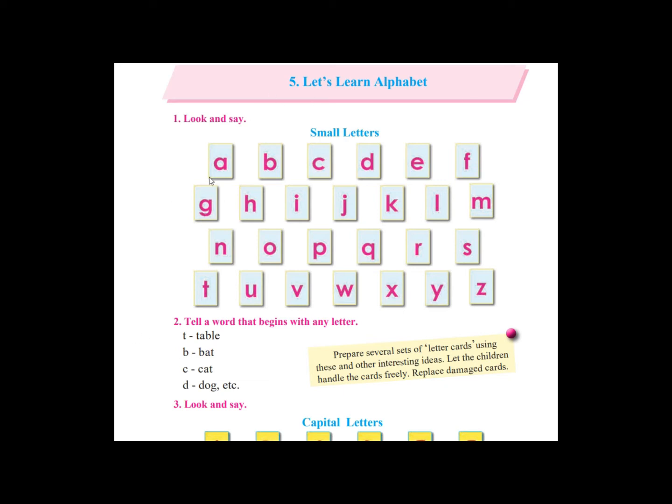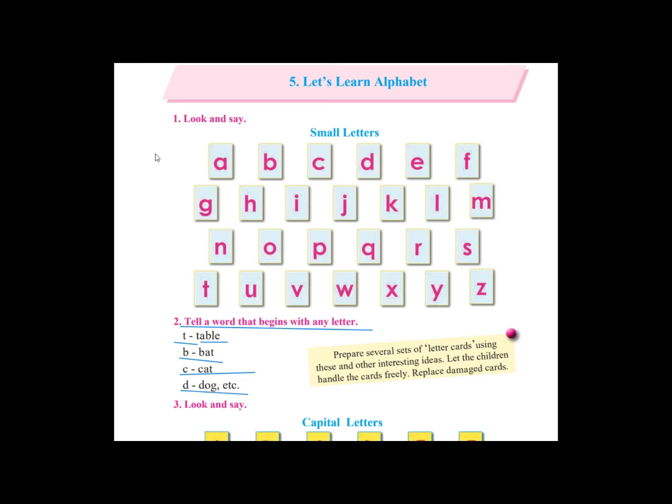Now students, see, we have seen ABCD small letters. Now let's see what this is. Tell a word that begins with any letter. For example, see what is this. This is T. So you have to tell a word or write a word which will start from the letter T. T for table. What is this? B. B for bat. C. C for cat. D. D for dog.